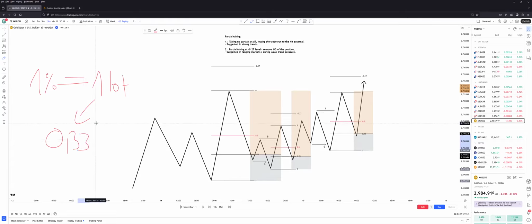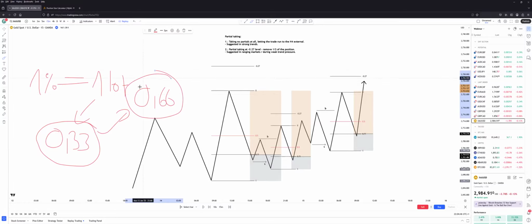Taking partials at the minus 0.27 means you're closing out this amount of your position. By closing it out, you are banking some profits that will be visible on your account. And you are letting the rest of the lots, which in this example is 0.6666, obviously an infinite number but capped at 0.66, run up to the 4-hour external TP right here.